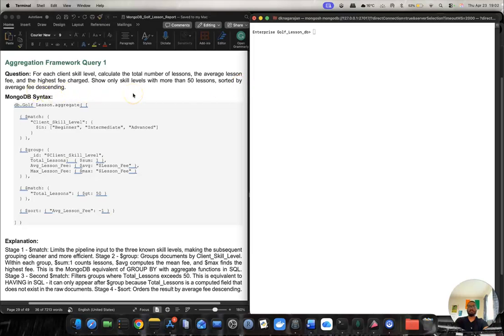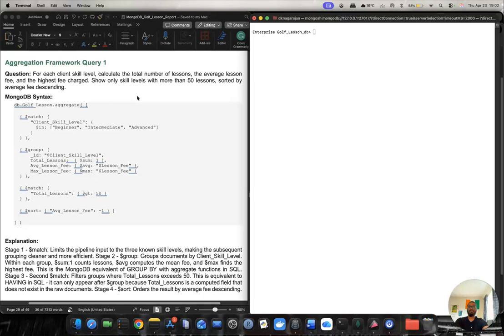So the ask of the question is for each client skill level, what is the total number of lessons, the average lesson fee, and the highest fee recorded. I only want to include skill levels that have more than 50 lessons associated with them. The final output should be sorted by the average fee from highest to lowest.